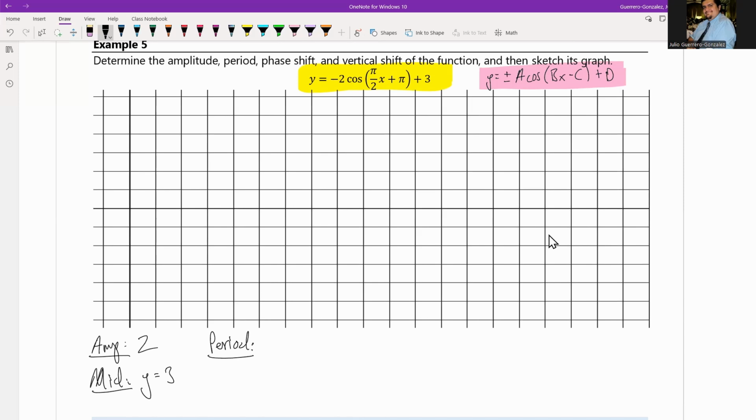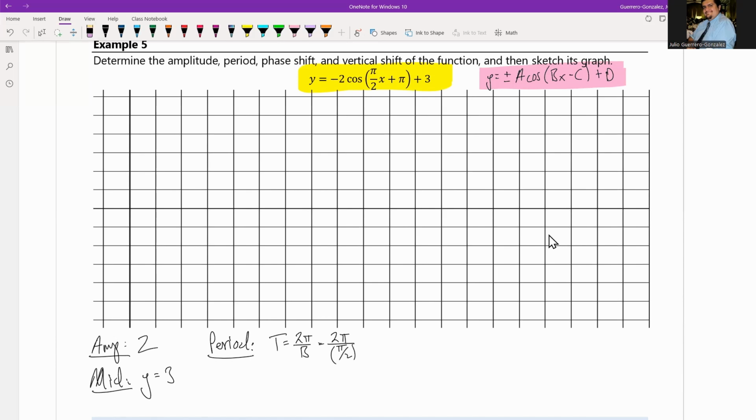The equation for the period is going to be T equals 2π divided by B. We know what B is. That's going to be our π over 2. So that means 2π divided by π over 2.